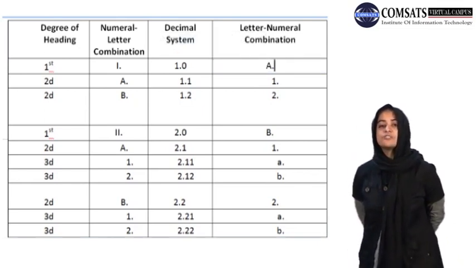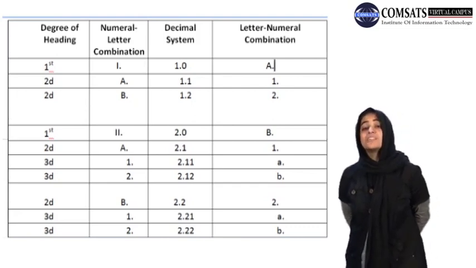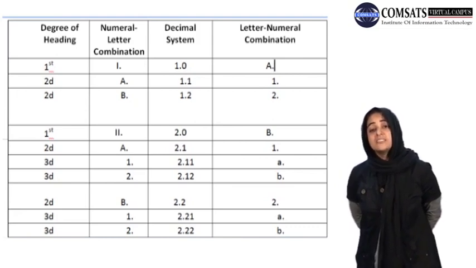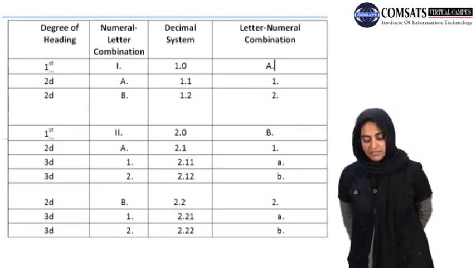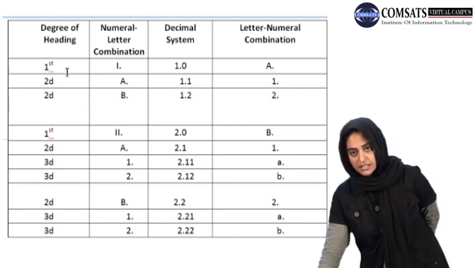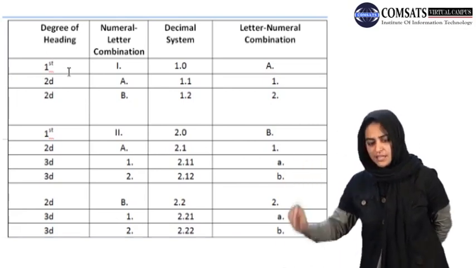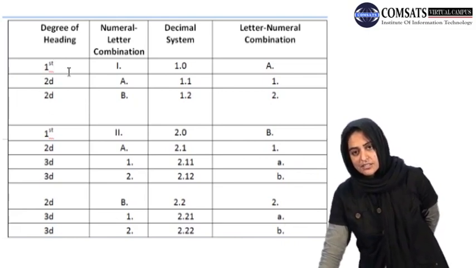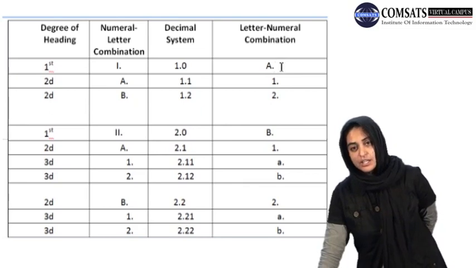In a letter numeral combination, dear students, whenever you label the first degree of heading, you are supposed to label it with capital letters A, B, C, D, E, F, G, H till Z with a dot after them. For example, in front of you, there is a first degree being displayed on the left side where the cursor is blinking, and it will be labeled through letter numeral combination style by capital A and a dot in front of it.